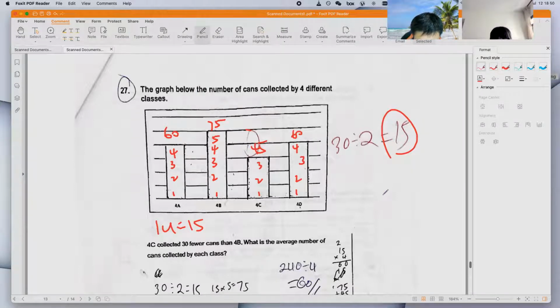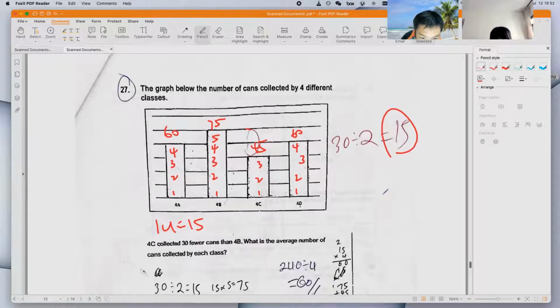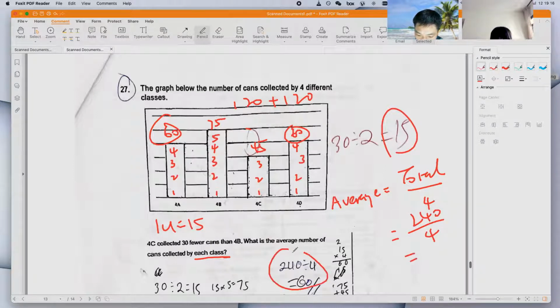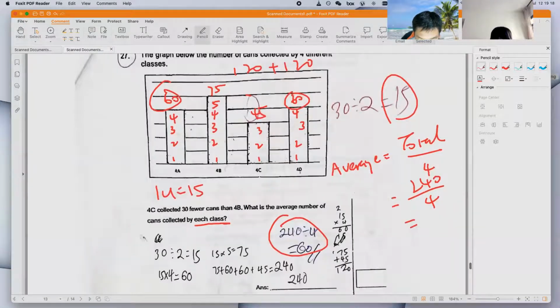What is the average number? Average is very simple. The formula for average is total divided by the number of classes. You have 4 classes, so you divide by 4. The total is 120 plus 120, 240. Now what do you circle?